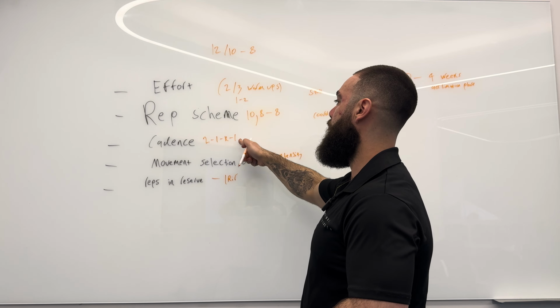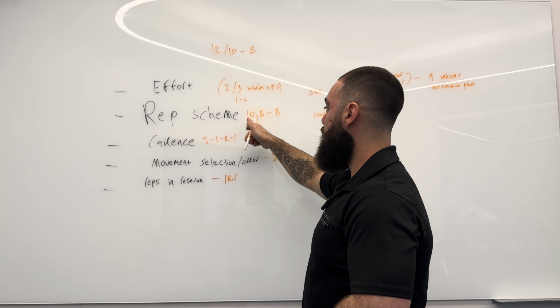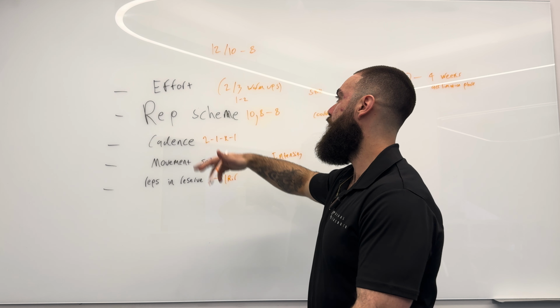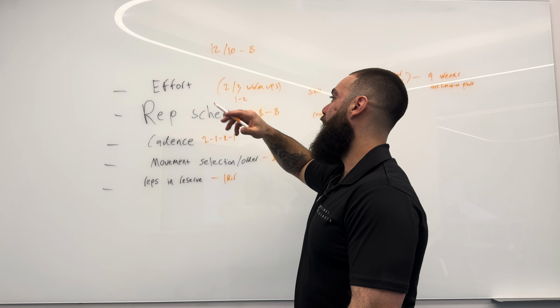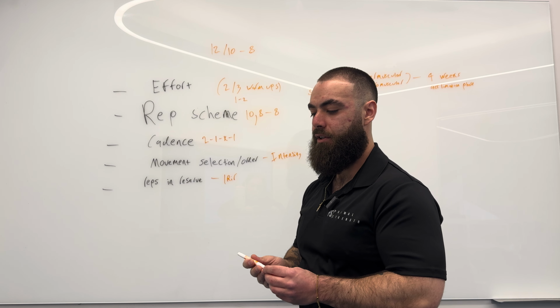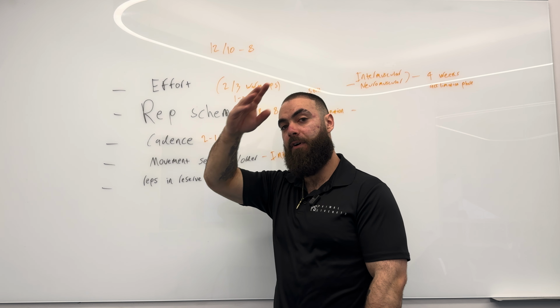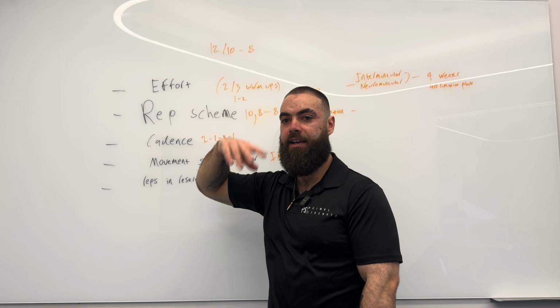This is intensity. Cadence: 2, 1, explode, 1. Rep scheme: do a descending rep order of 12, 10, 8, and then a working set. And then the effort is remembering that you shouldn't put 10 out of 10 on your first warm-ups. Probably do a 5, a 7, and then 9 out of 10 or 10 out of 10.